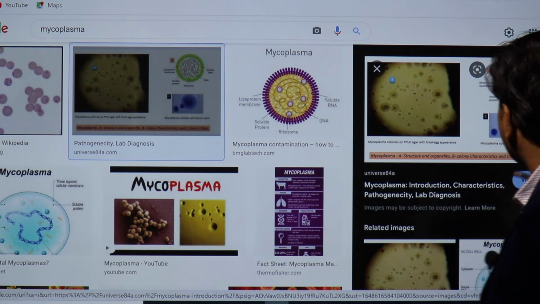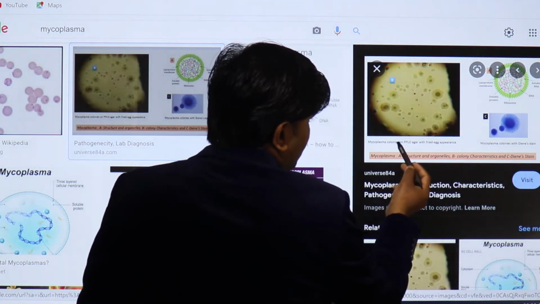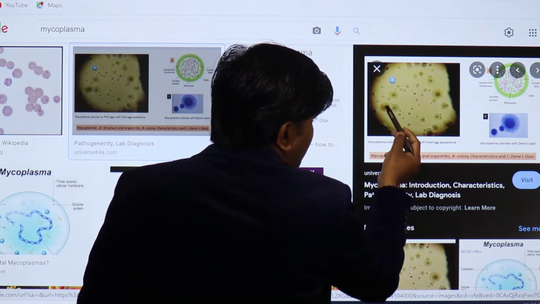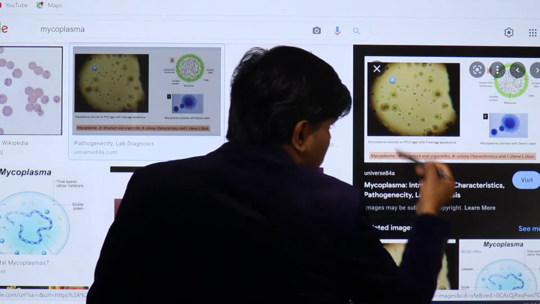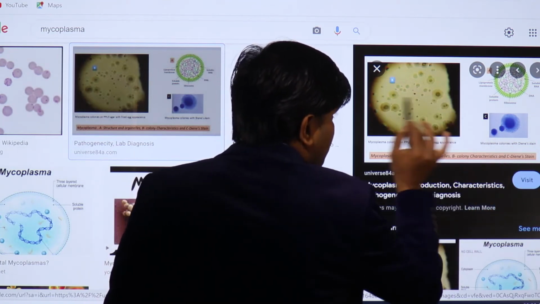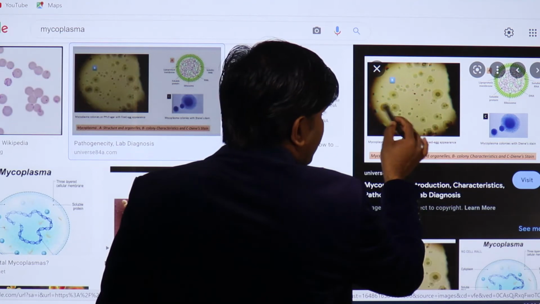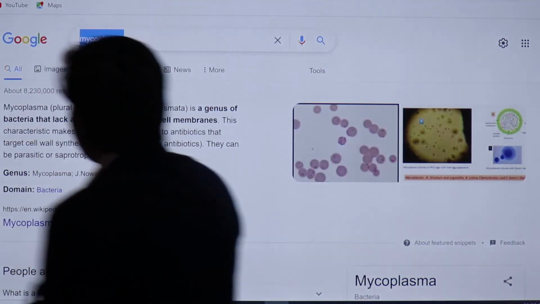If you see this picture, this is the Mycoplasma colony with the Dienes stain. This is Mycoplasma pneumoniae with this fried egg appearance on the PPLO agar. This is the growth only after 10 days, later growth, but if we can demonstrate it, then this will appear as these fried egg colonies. Let me start from the beginning.